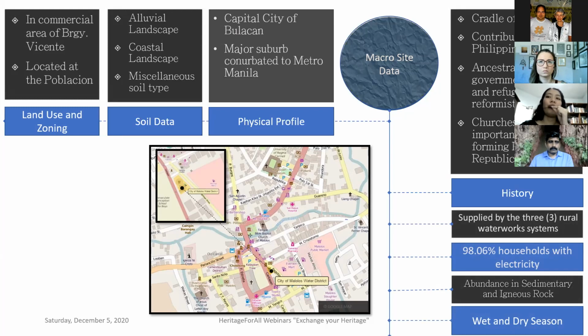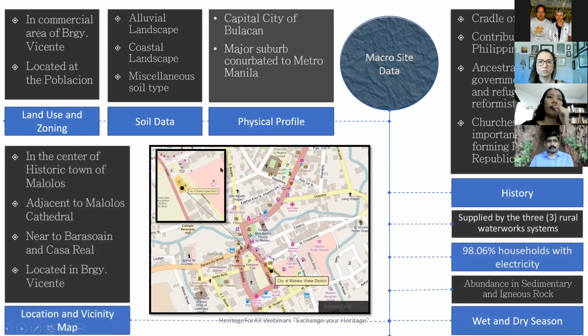And then the location of the water tank is in the center of the historic town of Malolos. It is adjacent to Malolos Cathedral and near Barasoain. Barasoain is another important historical landmark in Bulacan, and it is located in Barangay Santissima Trinidad.